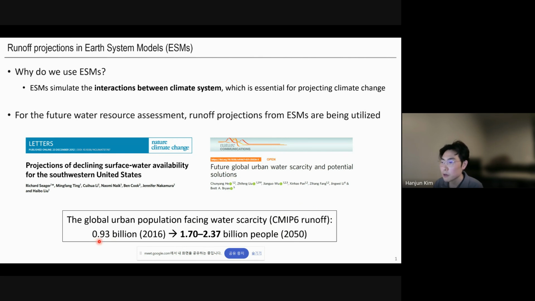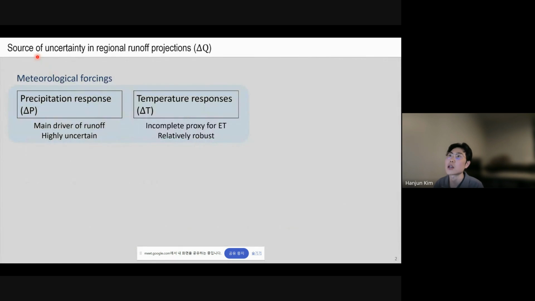So it is 0.93 billion people in present day, but it will become 1.7 to 2.4 billion people in the future. And the large uncertainty range here mostly comes from the CMIP6 runoff output. So we need to reduce this uncertainty. Then what is the source of this uncertainty? The primary source would be the uncertainty in meteorological forcing.